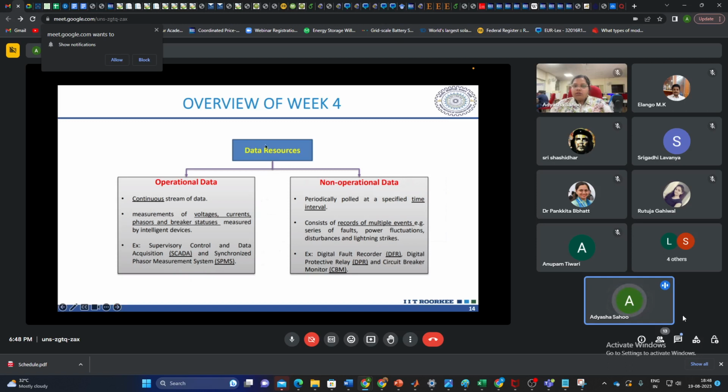So the data resources that we have were divided into two parts: operational data and non-operational data. The data coming from SCADA and PMUs, those streams of data are the operational data, and the non-operational data includes the data we're getting from the digital fault recorders, digital protective relays, and circuit breaker monitoring. So basically, these are sequences of events going on in the power system. These are at lower sampling rates, these are at higher sampling rates.